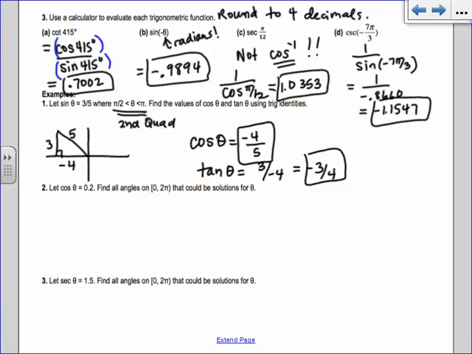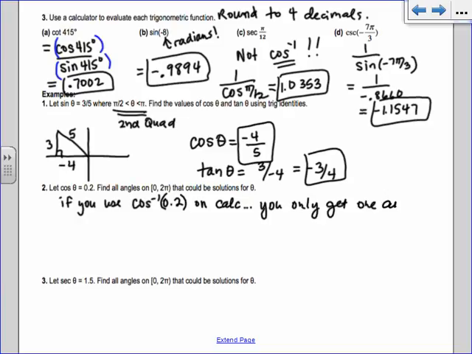So if I have cosine of theta equals 0.2, okay, I don't really know which ones are which. Okay, so it says find all angles, so I don't know what my x, my r, and so on. I can make it 0.2 and 1 if I want to, but we actually don't need to. So it's saying find all angles that could be solutions for theta. So here's the tricky thing. If you do inverse cosine on your calculator, you only get one answer.